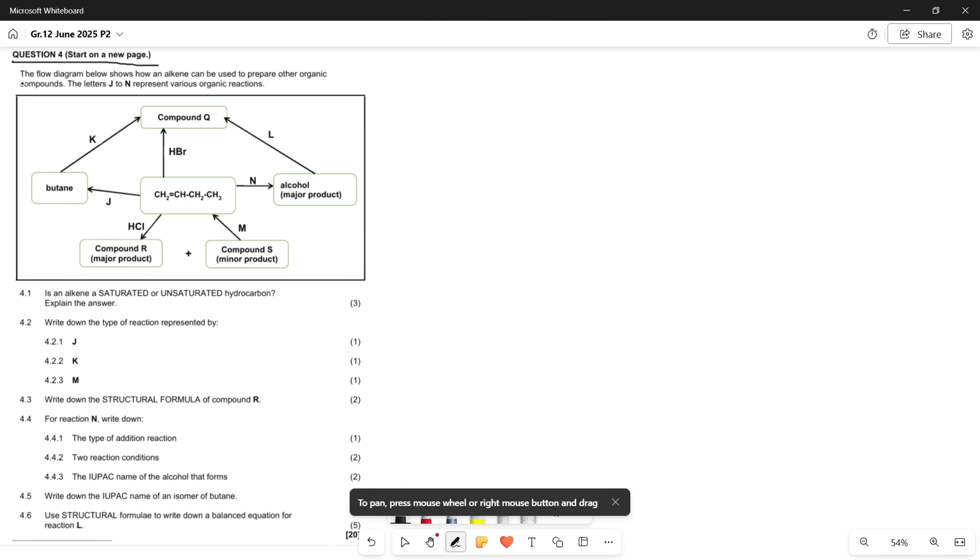So question 4 says, the flow diagram below shows how an alkene can be used to prepare other organic compounds. The letters J to N represent various organic reactions. So this main guy here, it is an alkene. It looks something like this. So we have our meth, eth, prop, but. So we have butene, and because this is on the first C over here, we can call it but-1-ene, or we can just call it butene. A reminder that alkenes end in ene over here.